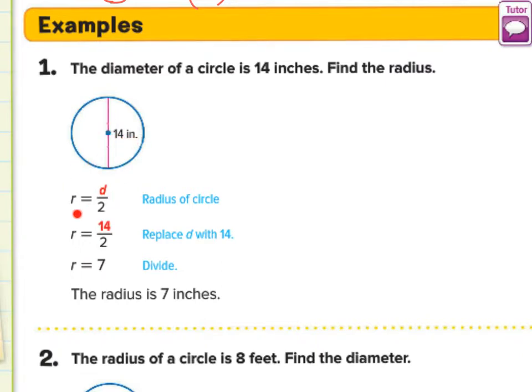But how would we do it mathematically? Well, we have to replace our variables. Radius is what we're looking for, and it's distance divided by 2, or diameter divided by 2. So my diameter is 14, so I replace the variable, and I divide it by 2, and there it is. The radius is 7 inches.